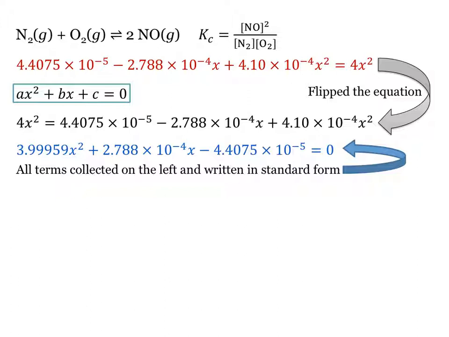I've repeated our red equation from the previous slide here, as well as the standard form for the quadratic equation in the box. Next, I've flipped the equation to get the 4x squared term on the left-hand side. Then I used algebra to get the equation in standard form, with all of the terms collected on the left and written in descending powers of x. This gives us the blue equation. Now it's time to drop this information into the quadratic equation so we can solve for x.